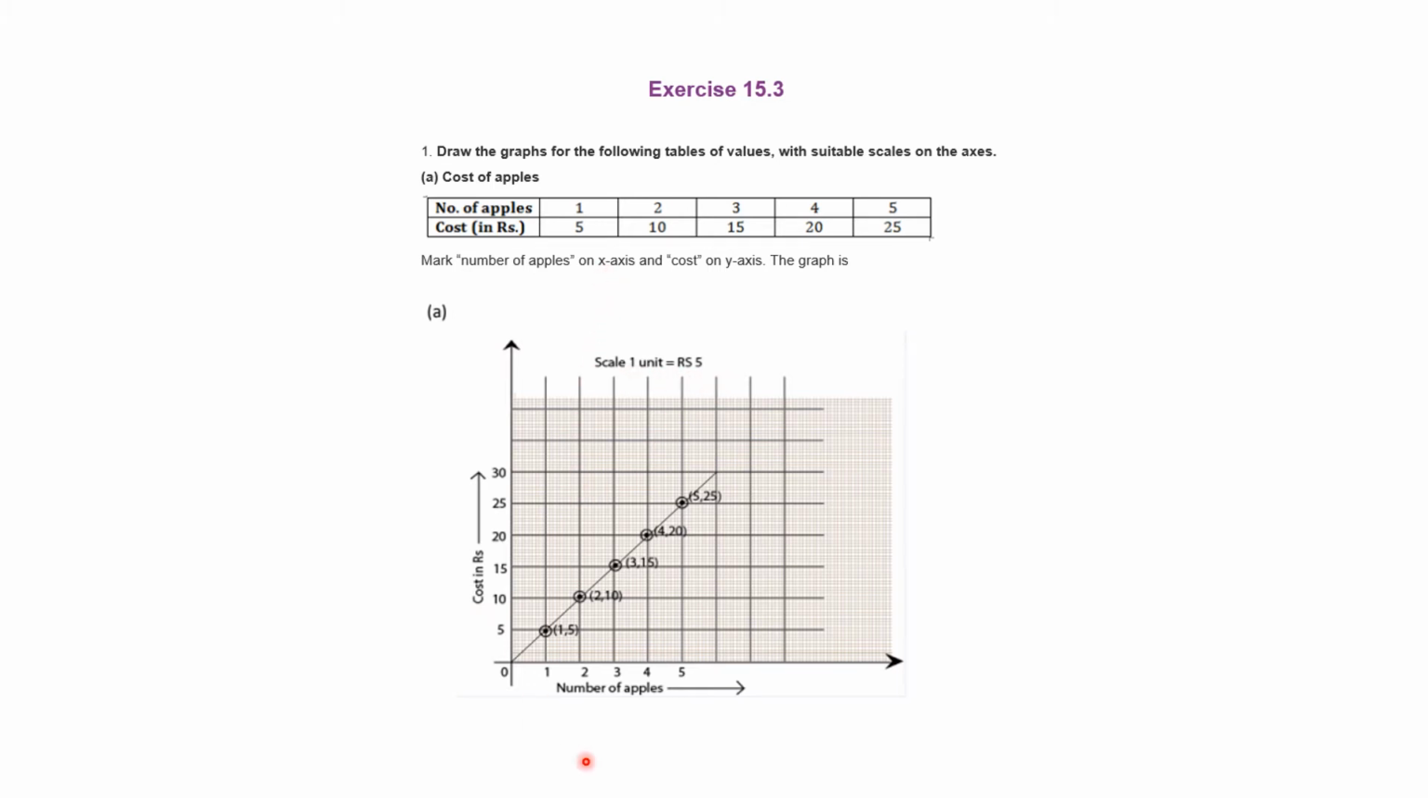So all the points we have plotted here. Okay, you have to write coordinates of all the points which you are plotting here. So just see, (1, 5), (2, 10), (3, 15). So all the points we got. Now join them. So what are we getting? We are getting a straight line. So this is a linear graph.